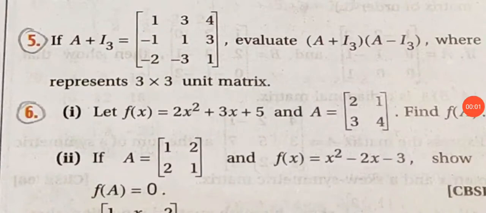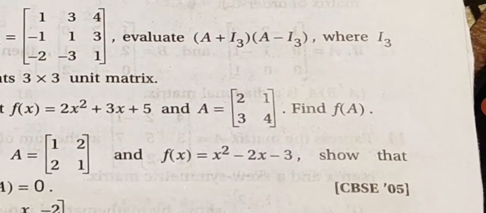Now next question, let's do question number 6.1. Let f of x, you know f of x is the function of x. So f of x given here is 2x square plus 3x plus 5, and capital A is equal to second order matrix. In the first row 2, 1, and in the second row it is 3, 4. So you have to find out f of A, that is function of the matrix A. So let's do it on the blackboard.